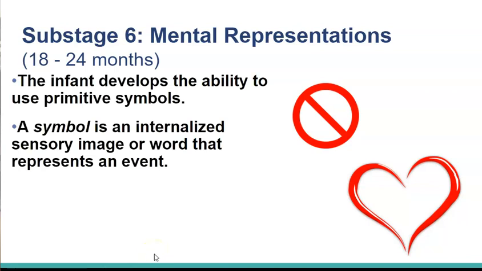The last substage is mental representations. It's just when children are able to understand symbols. So they may understand that a symbol is a heart. A heart is a symbol for love. And this is a symbol for stop. So in substage 6, they start to understand what symbols represent.